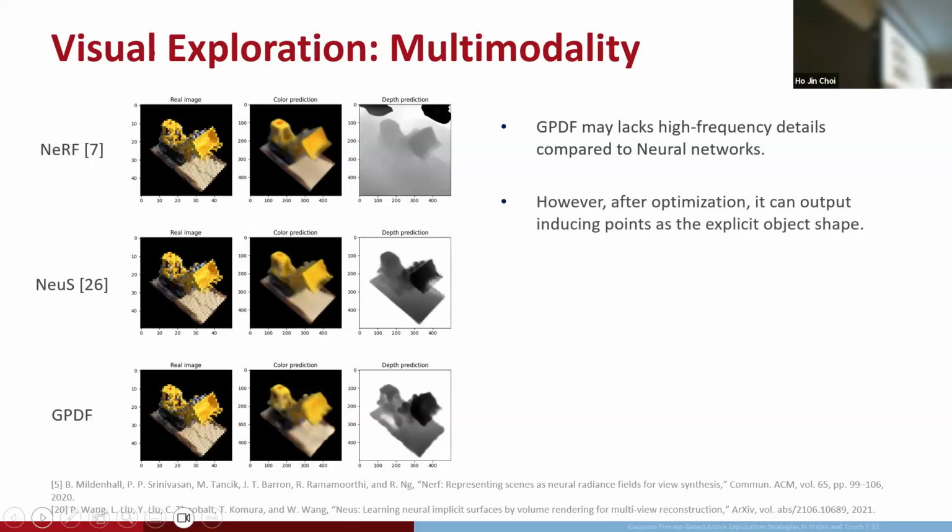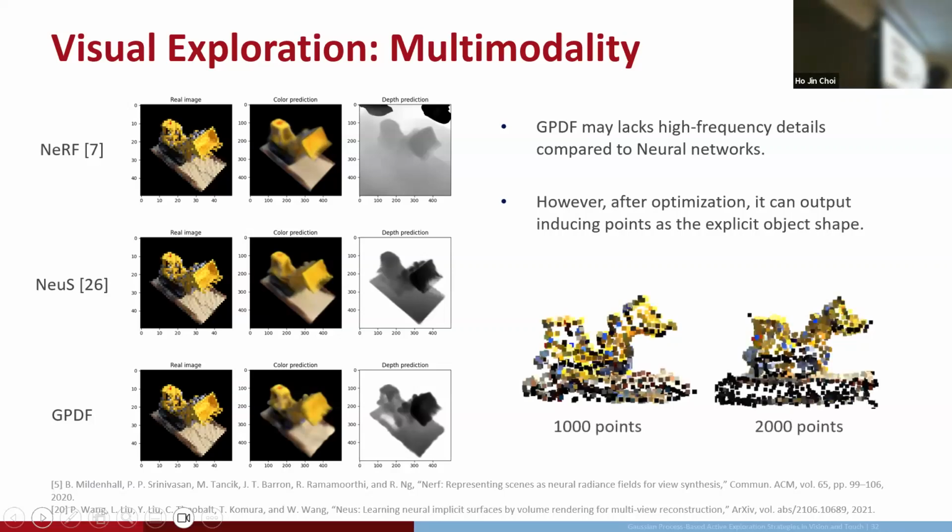However, as an outcome of the optimization, since we are optimizing the inducing points, we get the inducing points as an explicit shape representation, like here. So after optimization, we can actually get the point cloud of an object, and the more points we use, the better details of the object we get.